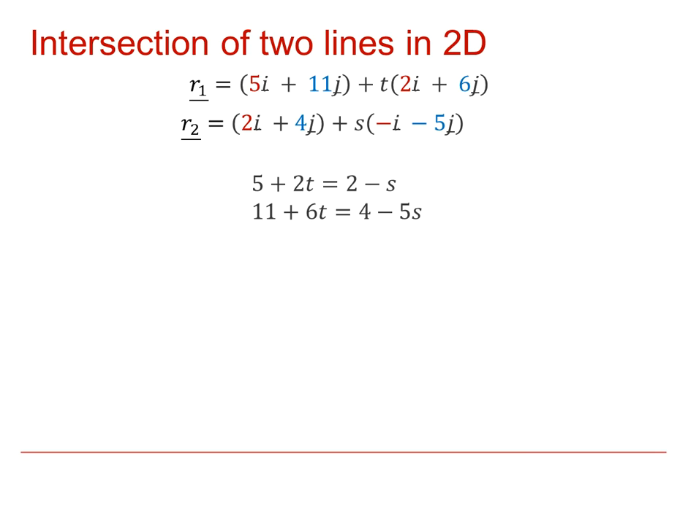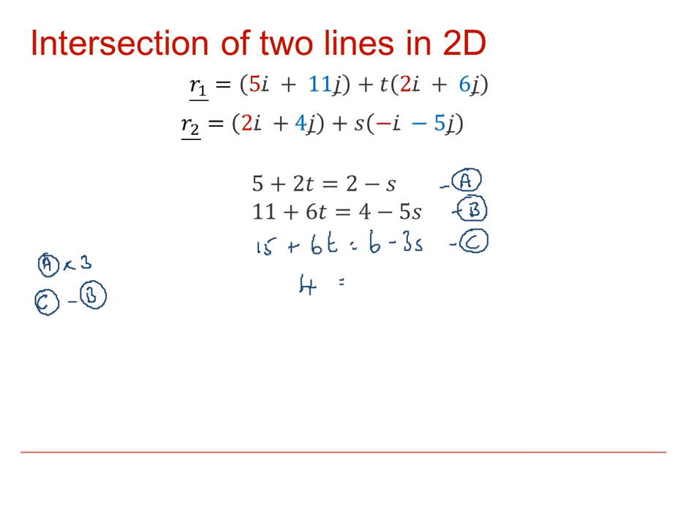Here are our 2 equations written out again. Let's call the first one equation A and the second one equation B. Then we use the usual methods for solving simultaneous equations. We can take equation A and multiply it by 3, which gives us 15 plus 6t is equal to 6 minus 3s. That gives us a third equation, C, and if we do C minus B, then that gives us 4 on the left hand side is equal to 2 plus 2s on the right hand side, and therefore we get that s is equal to 1.